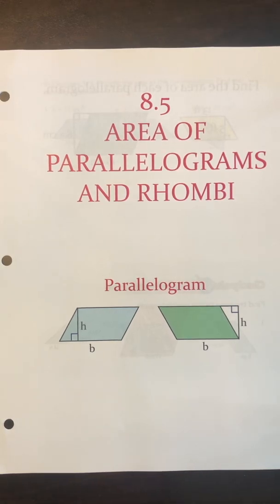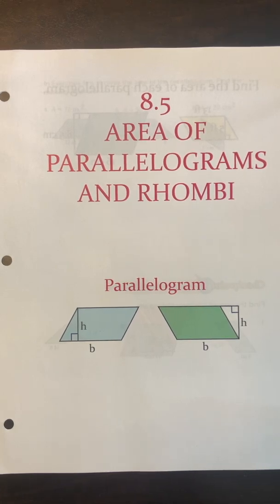Hey guys, so just to recap what we talked about in the last lesson, we did area of squares and rectangles. For area of squares, we said that area is the side to the second power. And for area of rectangles, we said area equals base times height. And we were very specific in that we said that the base and the height had to form a right angle. So that's what we talked about yesterday. Today we're going to deal with two other shapes.